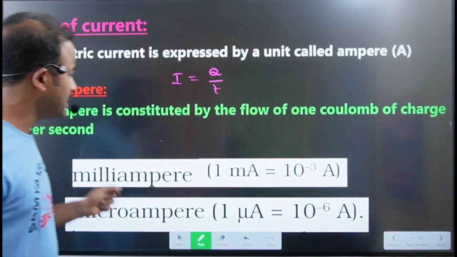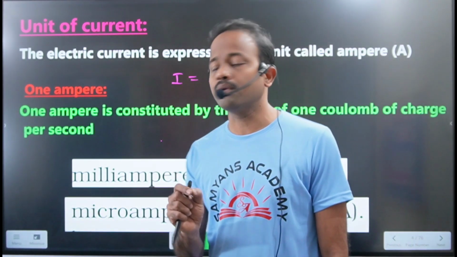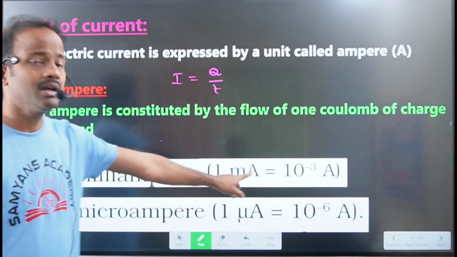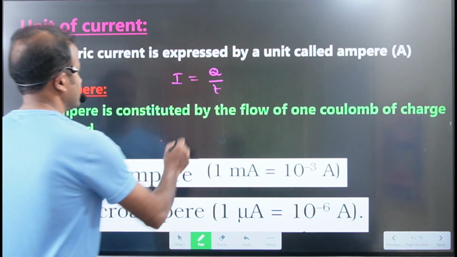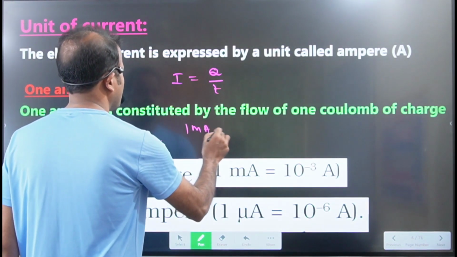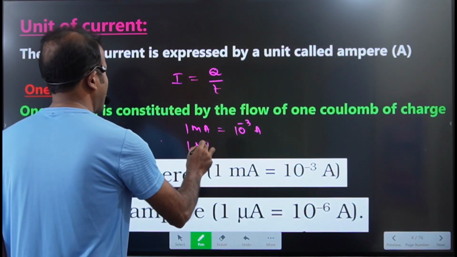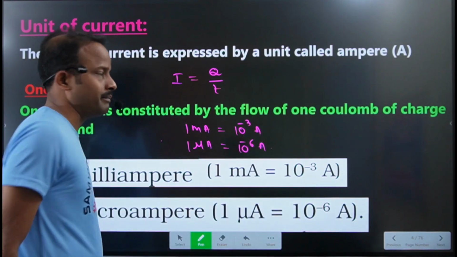Then how do you measure the milliampere? Milli means 10 to the power of minus 3. 1 milliampere equals 10 to the power of minus 3 ampere. Is it clear, my dear students? 1 microampere equals 10 to the power of minus 6 ampere.